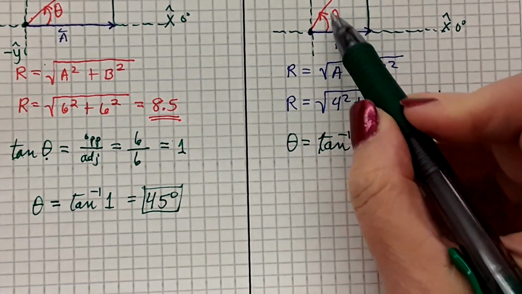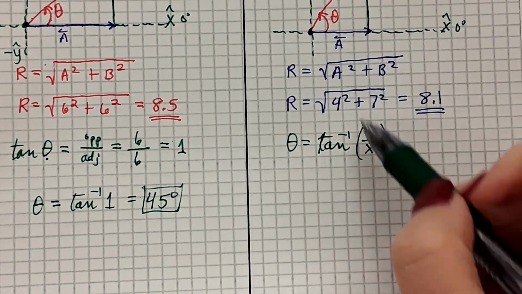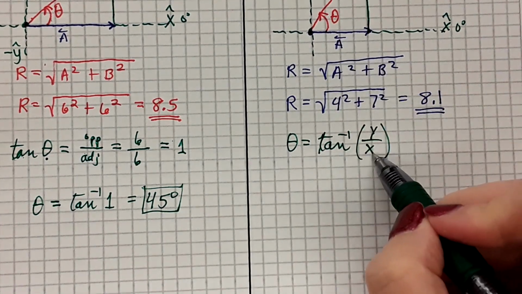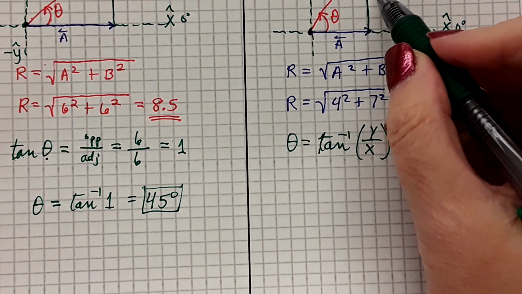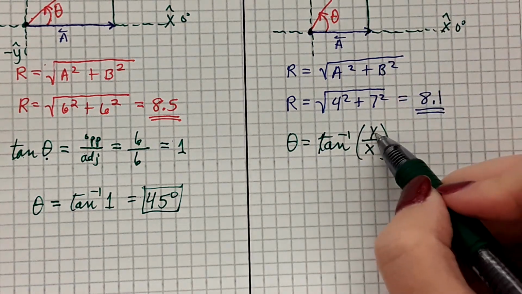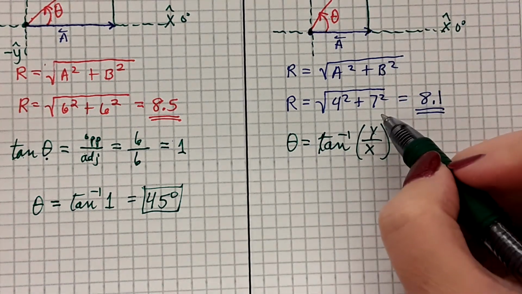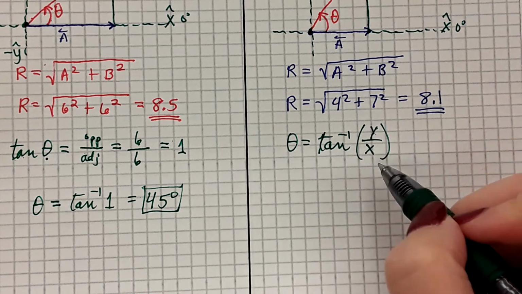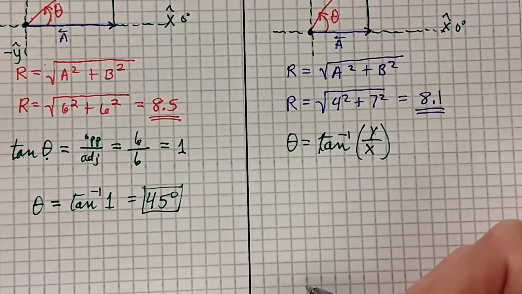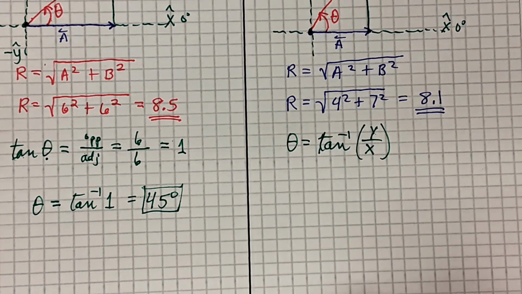And if you're always referencing from the horizontal, then the horizontal will always be the adjacent leg, and the vertical will always be the opposite leg. So we can say the vertical or y vector over the horizontal or x vector. So why not just write that every time? Why mess with all that?